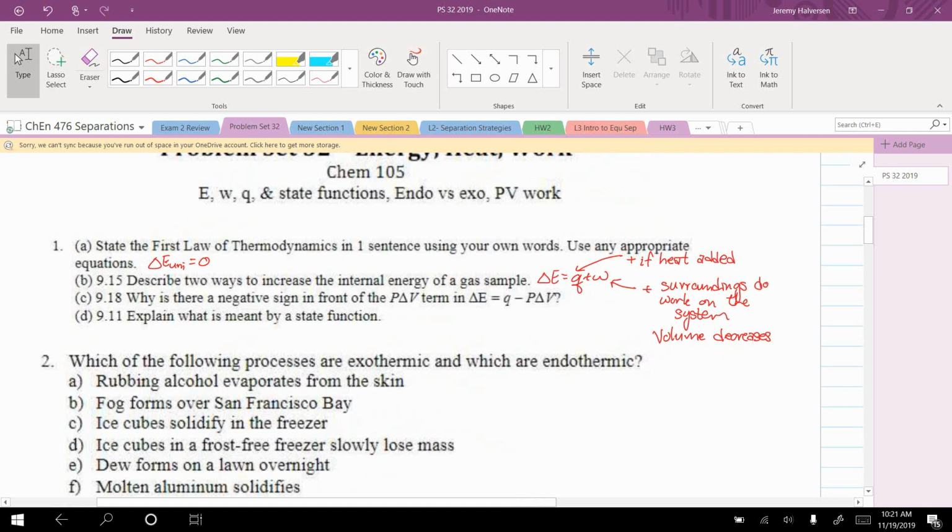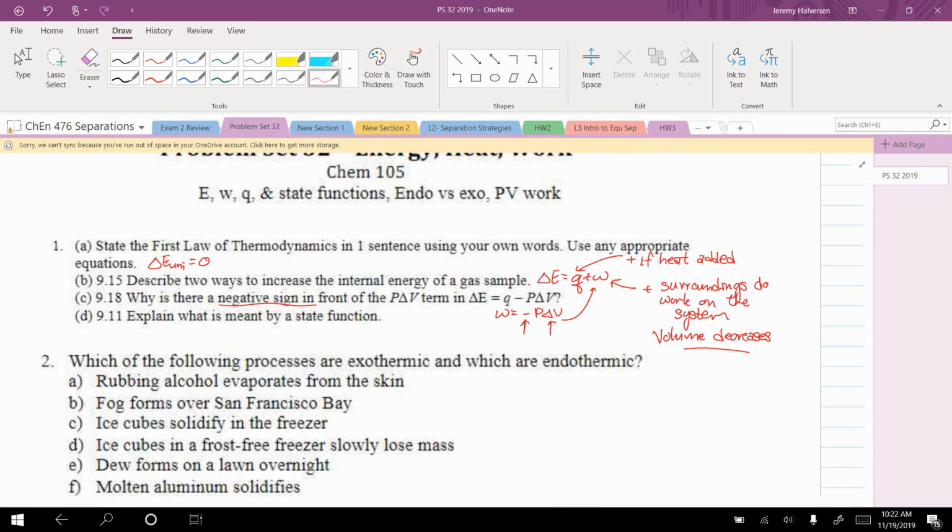So then why is there a negative sign in front of the P delta V term? Well, that's because work equals negative P delta V, right? So if we plug that in for work, we get this equation. That's because we want the work to be positive when the volume decreases. If the volume decreases, then delta V will be negative, but we want that to be a positive work, so we put the negative out front to cancel that out. It's just a sign convention.